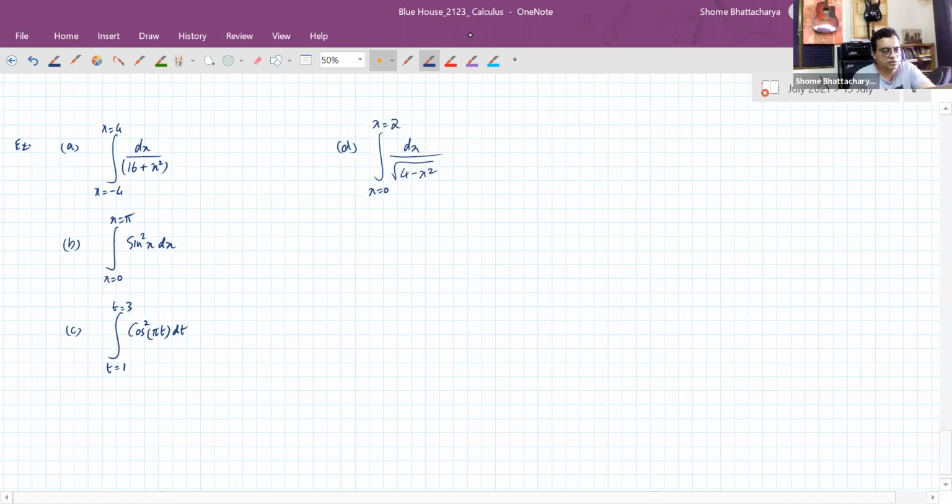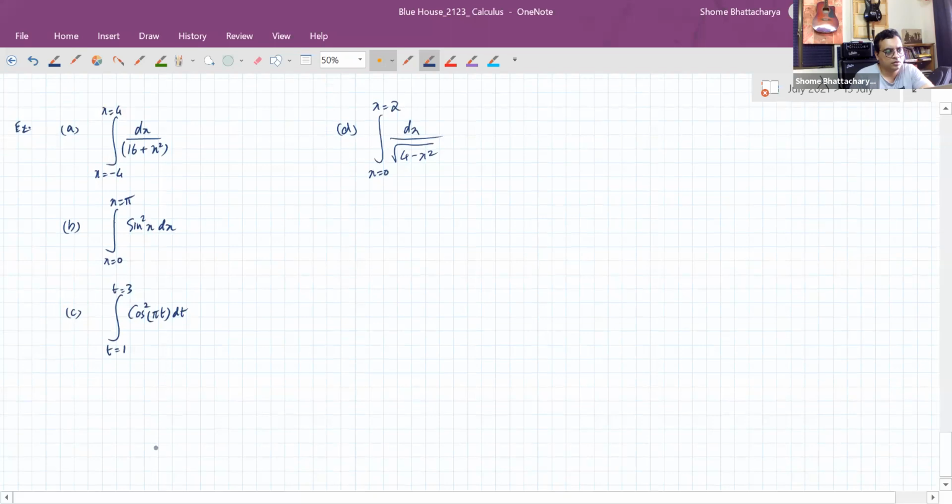Okay, people, let's check out the answers. It's not the question of interval. It's the question of the limits. Now we have to find the antiderivative there and then put the limits in each of these parts. So it's not really about the interval. So anyway, let's look at the first one.